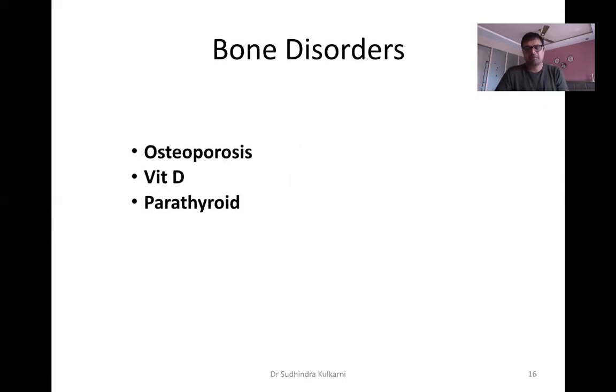The next medical conditions we have to be absolutely concerned about from a periodontal perspective are patients with bone disorders.